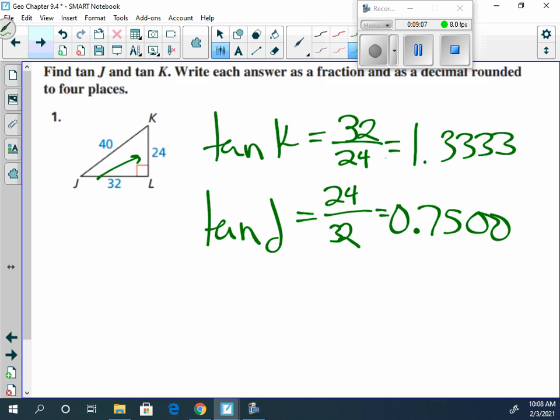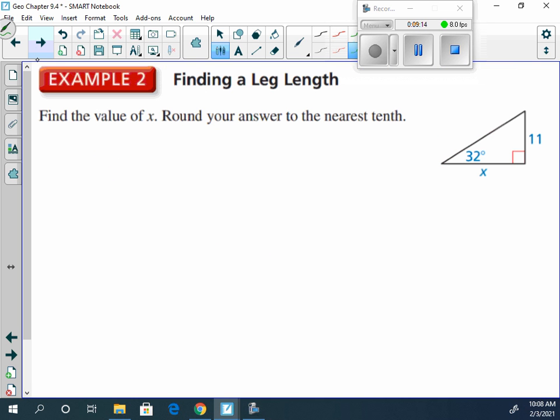Any questions on any of these here? Any questions on anything we've done so far? Okay.